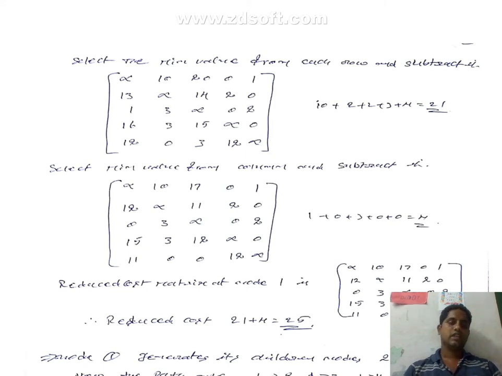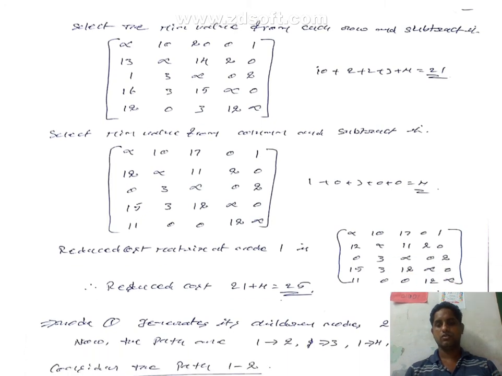So first select the minimum value from each row and subtract, then select the minimum value from each column and subtract. Okay, so what value did we get here? The row minimums are 10, 2, 2, 3, 4, giving 21. The column minimums are 1, 0, 3, 0, 0, giving 4. The reduced cost matrix of node 1 is this one. That is 21 plus 4 equals 25.